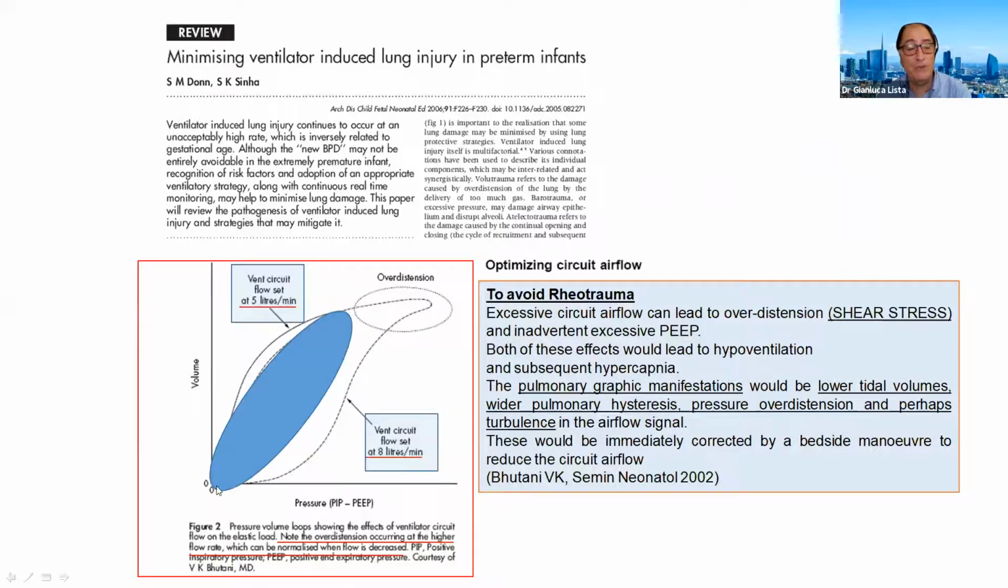The overinflation could be related to too much higher peak inflation pressure or too much higher level of PEEP, but could also be related to the use of too much higher flow. For example, this is a baby in which the flow was set at 8 liters per minute and there is a sign of peaking. Only by switching the flow from 8 to 5, you can see that there is a progressive improvement of the pressure volume curve and the disappearing of the sign of overdistension, the sign of peaking.